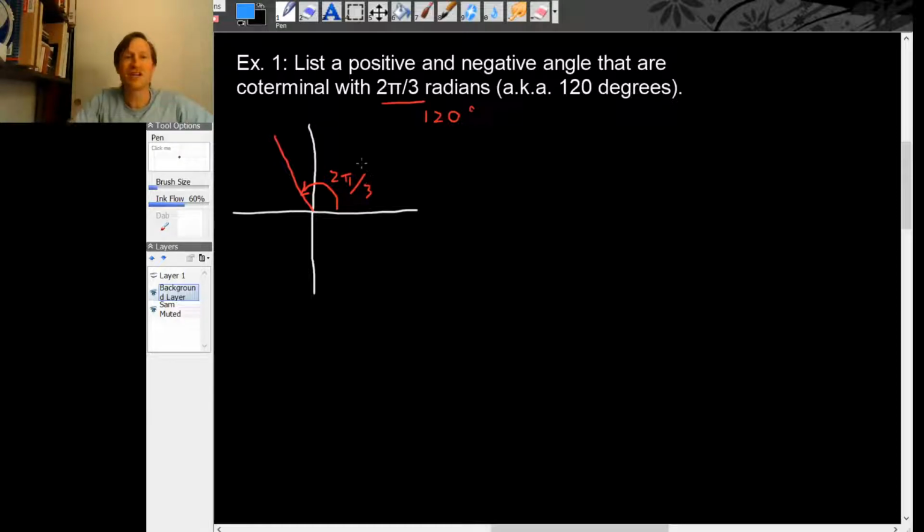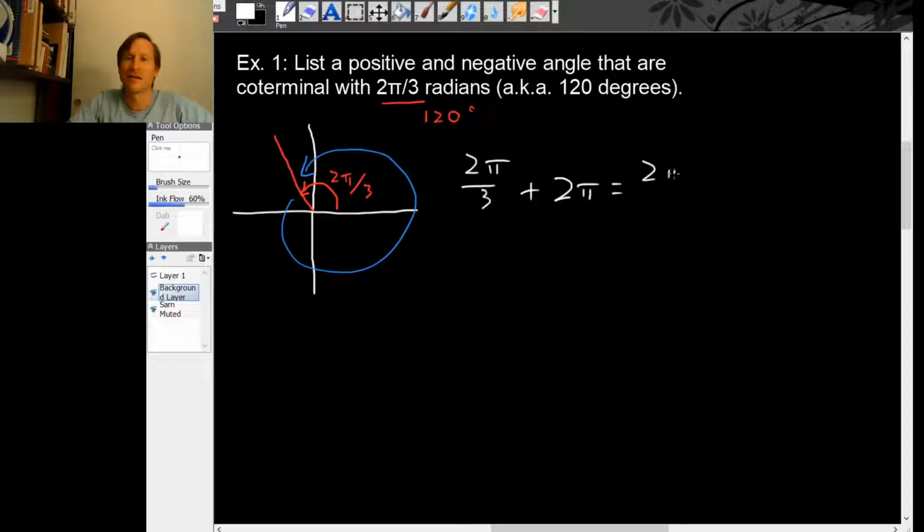Okay, we know we can generate coterminal angles by adding 2 pi. So that would be going around another time. So let's take our 2 pi over 3 radians and add 2 pi to it. So 2 pi is the same thing as 6 pi over 3. And now we can add these up. We get 8 pi over 3. So the red plus the blue angle is 8 pi over 3.